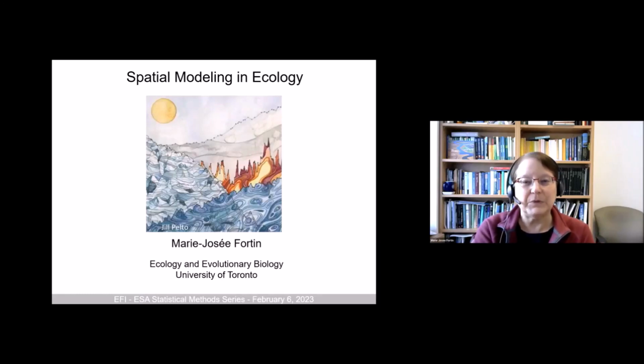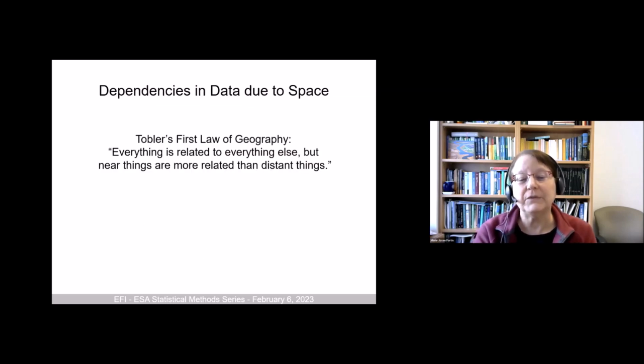It's very nice to be providing some knowledge that I've been acquiring through the years on the modeling of ecological data that have some spatial structure. And of course, there are a lot of methods, and I won't be able to go into detail on all of them, but I think we need to start with some kind of general notion before we jump into the statistical part.